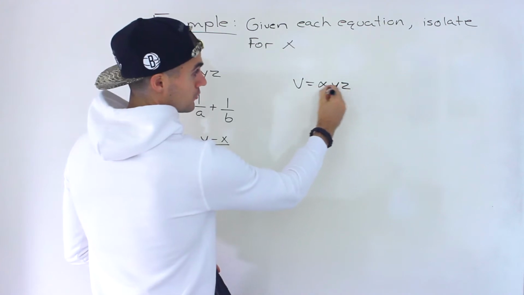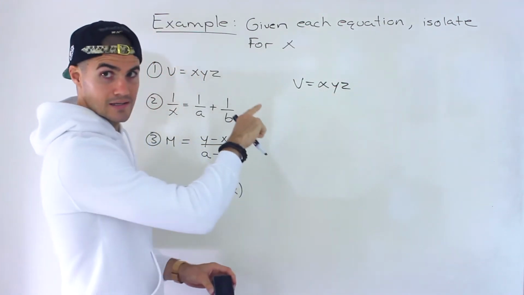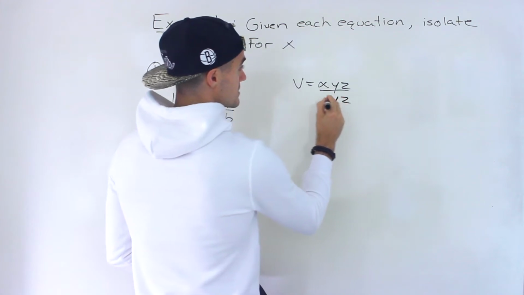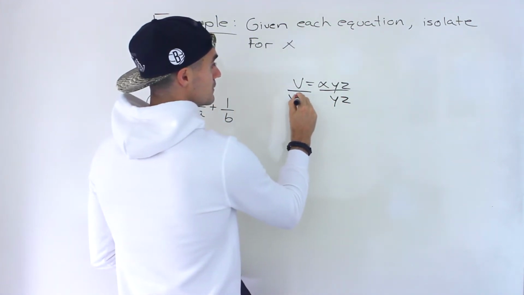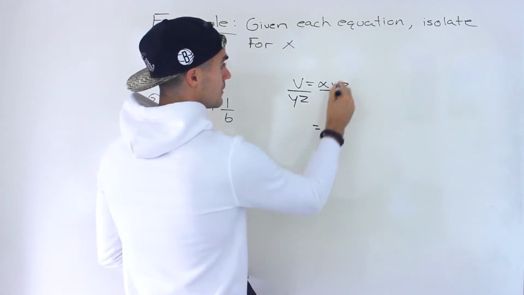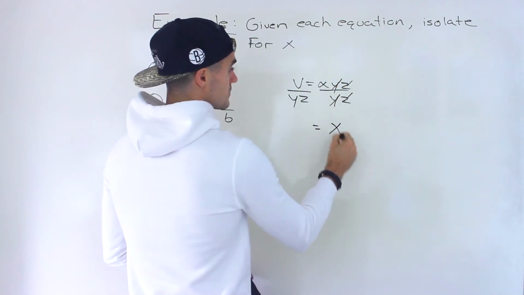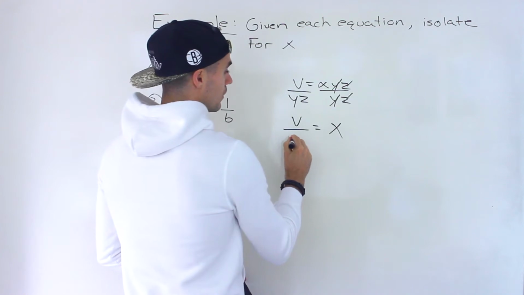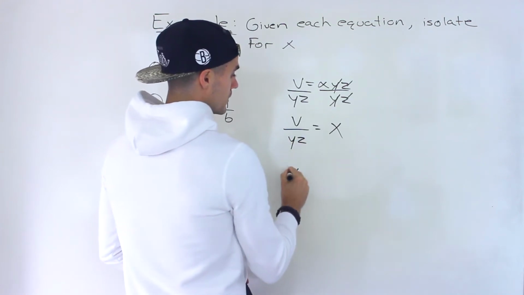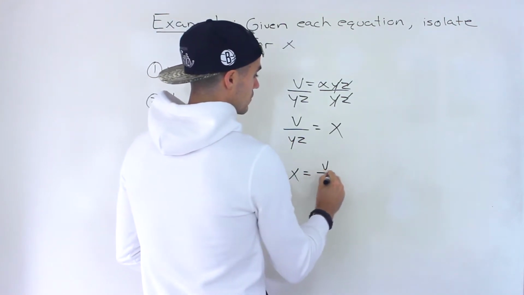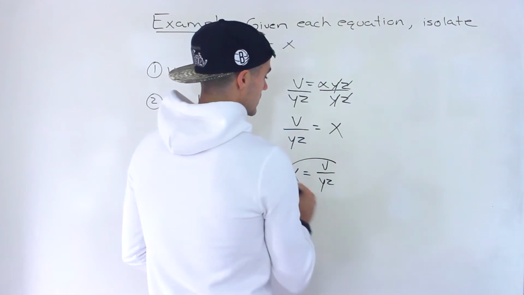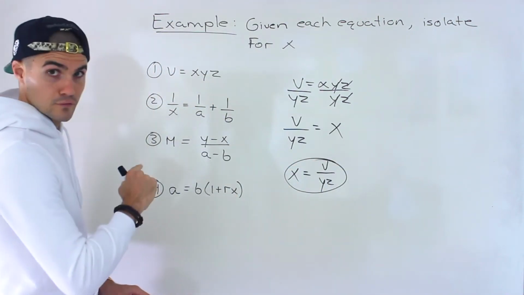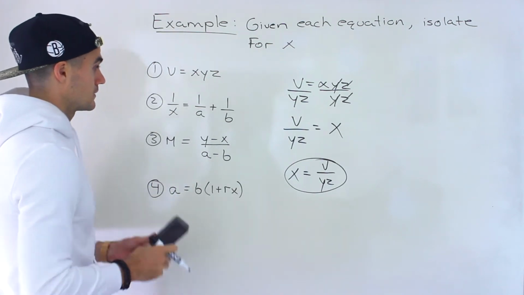Notice everything is multiplying here. And so if we want to isolate for that x, what we would do is we would just divide this side by yz, divide this side by yz, and then notice these cancel out. So now the x would be by itself and it would equal v over yz. Another way you could write it is x equals v over yz, like that. So isolating for x in the first one, that's what you get right there.